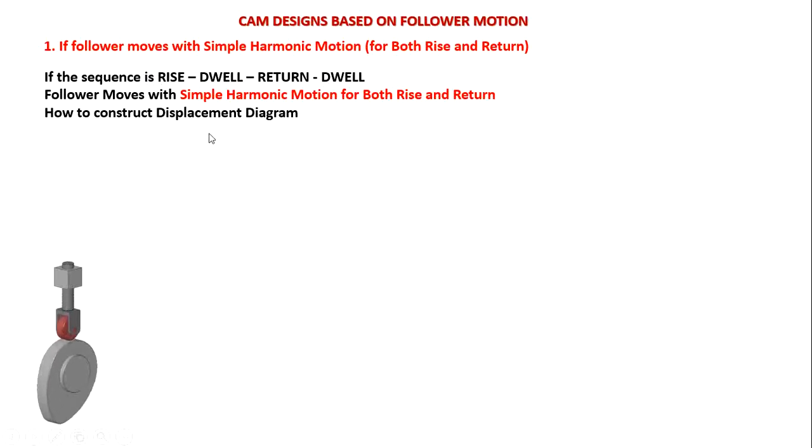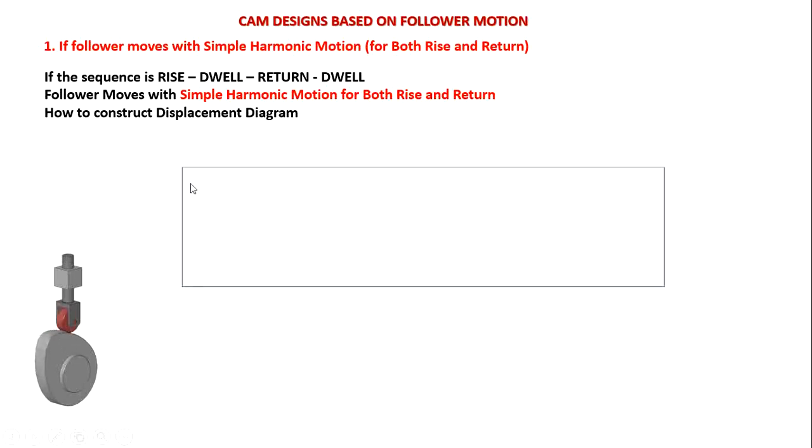So if the follower is moving with simple harmonic motion, how do we construct the displacement diagram? Let us go with the first case. First we have to draw a rectangle. The height of the rectangle is nothing but the cam lift or stroke. It is the maximum height the follower moves, that is the cam lift or stroke.